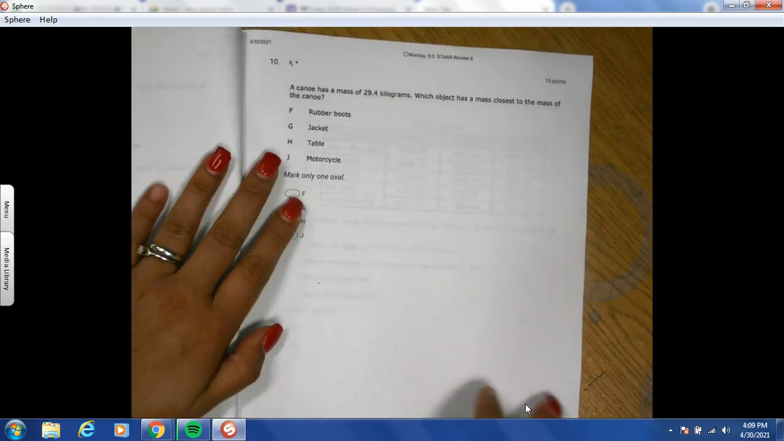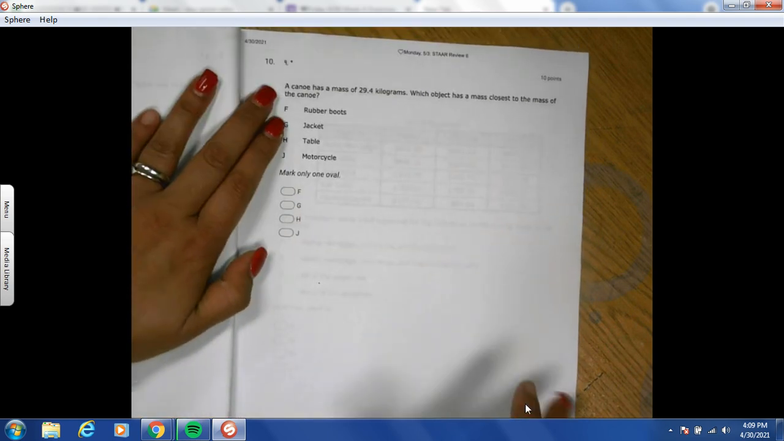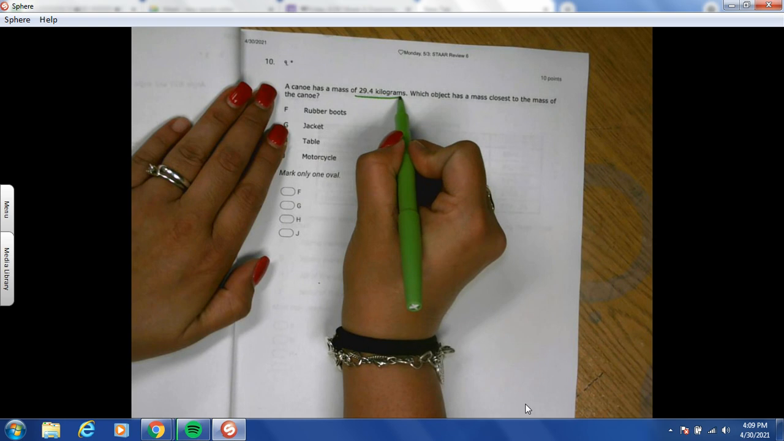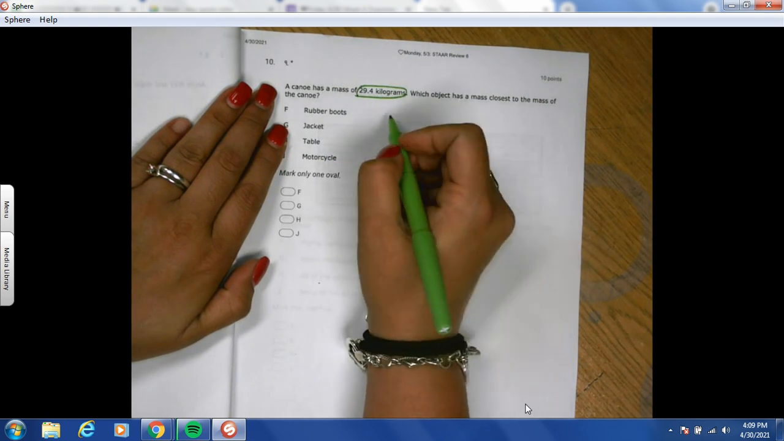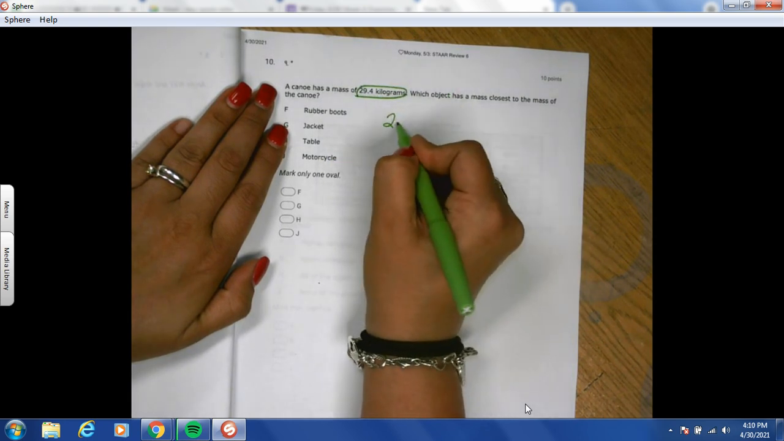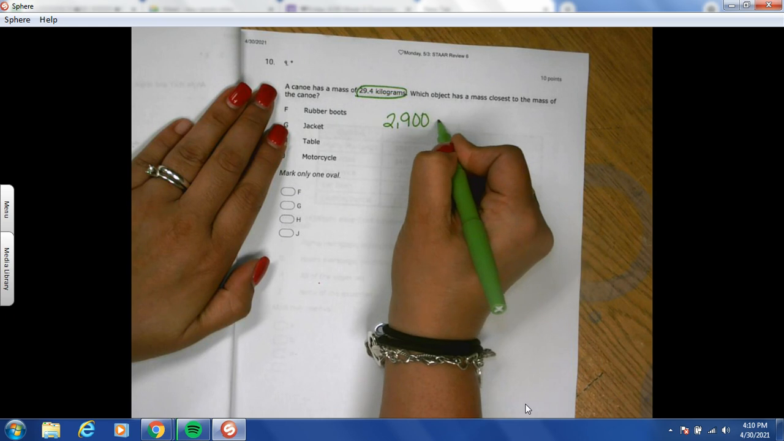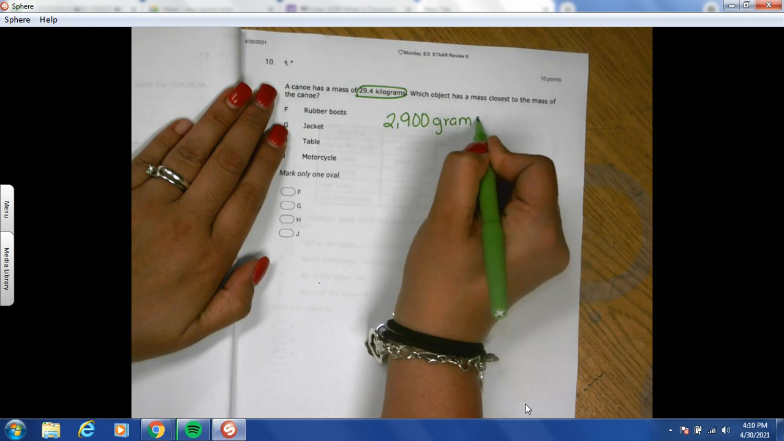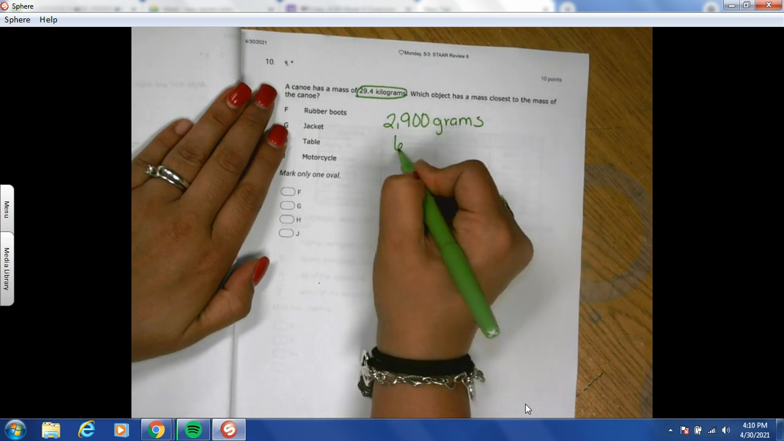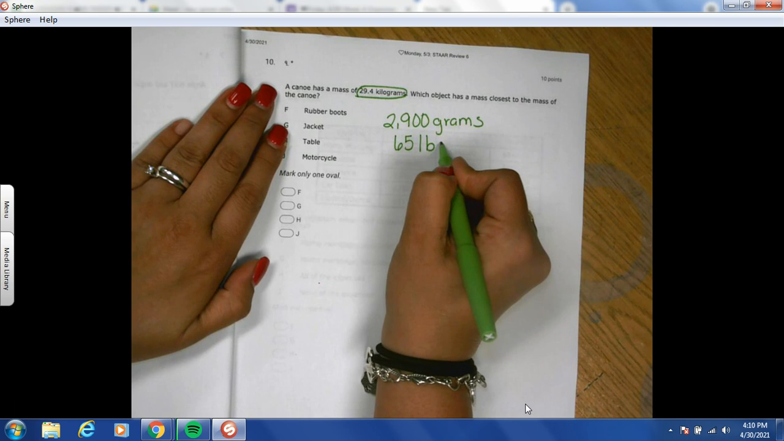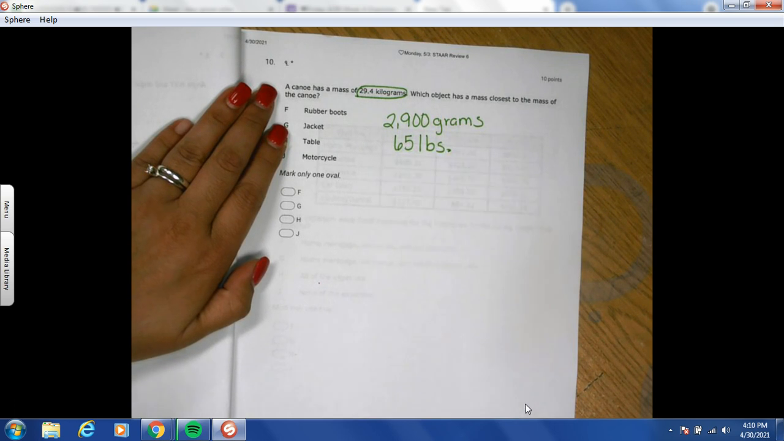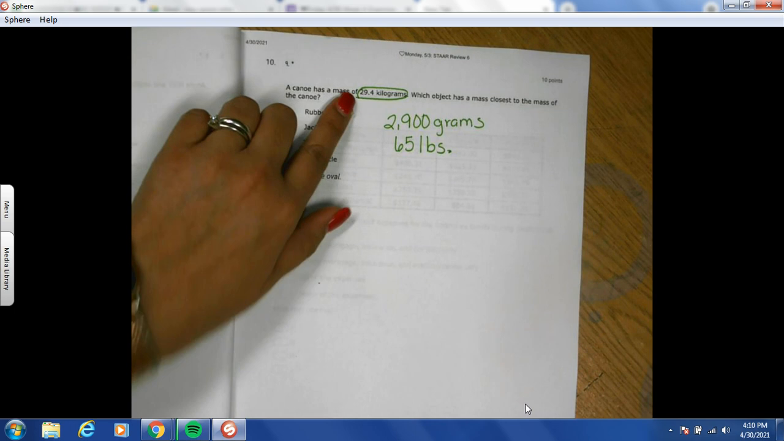Let's look at number 9. All right, so mass is 29.4 kilograms, which is either 2,900 grams, which is conversion, or about 65 pounds or so. So which one has a mass closest to the canoe?